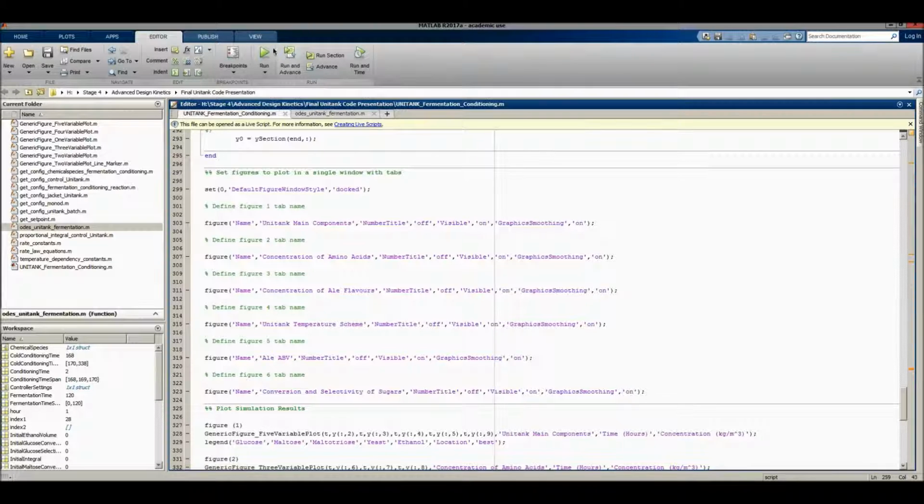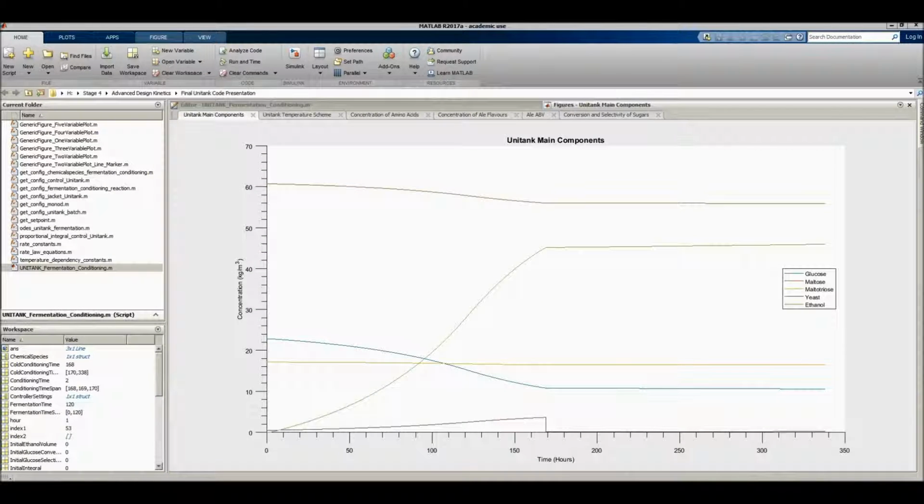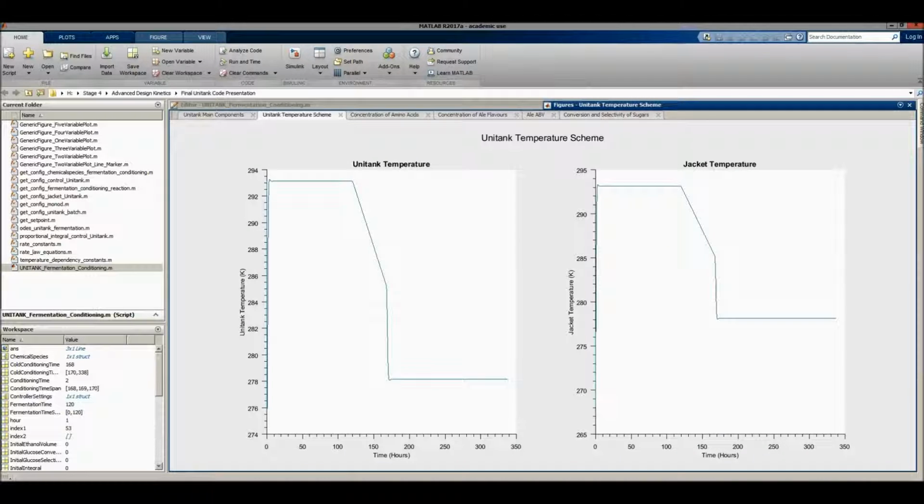We are now going to run the code, and one thing to note is that all of the figures are plotted in a single window with multiple tabs. So this graph shows the concentration of the main components in the unitank. The sugars, all 3 of the sugars, decrease with respect to time, particularly glucose, as the reaction has a higher affinity for glucose, and then the ethanol concentration increases. All consumptions and productions dramatically slow after 95% of the yeast has been removed.